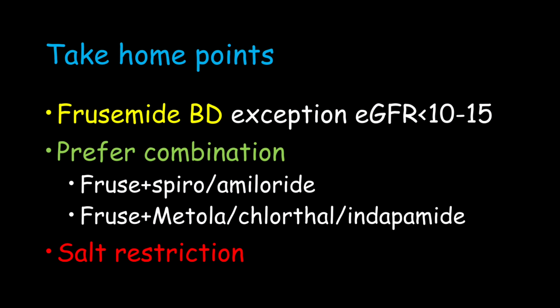So friends, I would like to conclude with the following take-home points. Furosemide should be used twice a day and torsemide could be used once a day. Try to use a combination of furosemide with spironolactone or amiloride in those patients who have hypokalemia, or use furosemide with metolazone or long-acting chlorthalidone or indapamide once a day to prevent diuretic resistance. Salt restriction forms the cornerstone of management of diuretic resistance and heart failure.